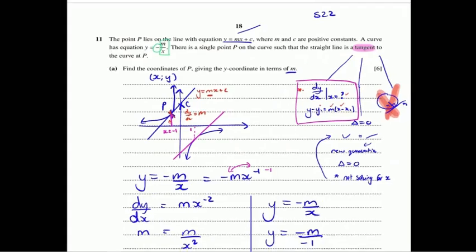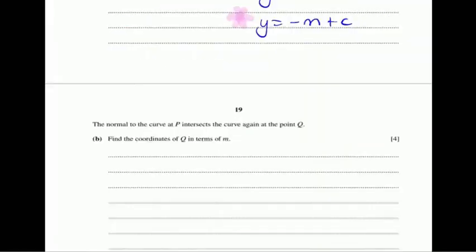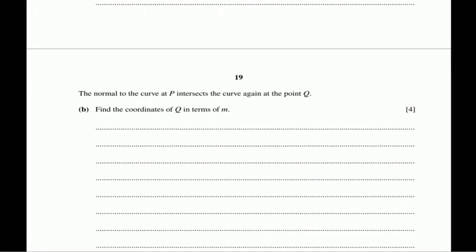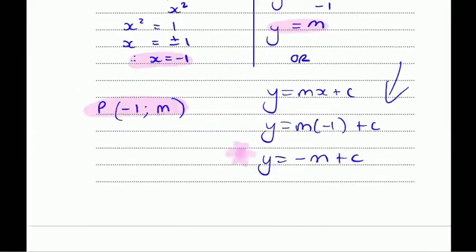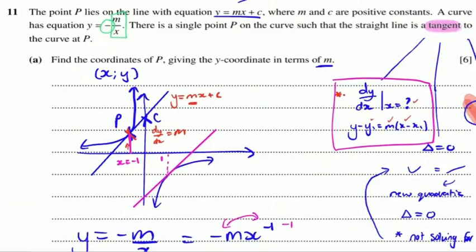All right, let us keep going. I'm going to take that. This is my point. Let's keep going with our differentiation method. So the normal to the curve at P intersects the curve again at Q. Okay, so now we're going to draw in our normal to P. I think I'm going to draw it in orange.